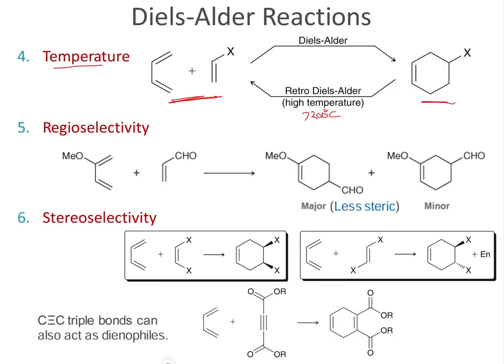The regioselectivity is also a factor, where there are cases where you could end up forming two products. And if that happens, we need to look at which one is going to be the major one. So like here, the diene is attached to an electron donating group. The oxygen here can donate electrons to the diene.